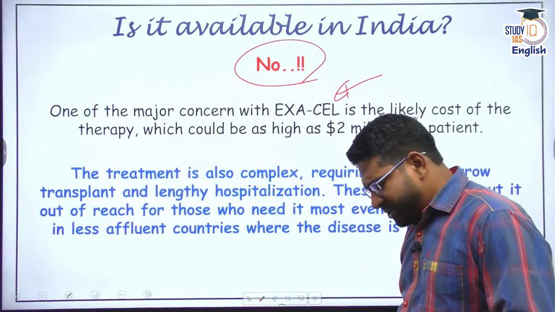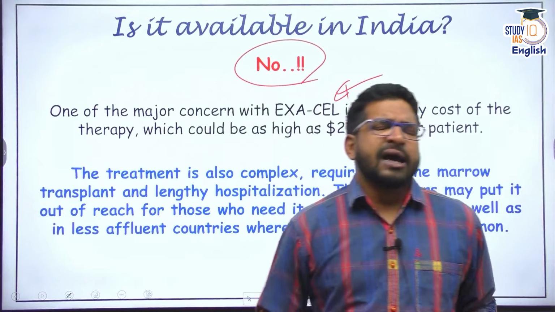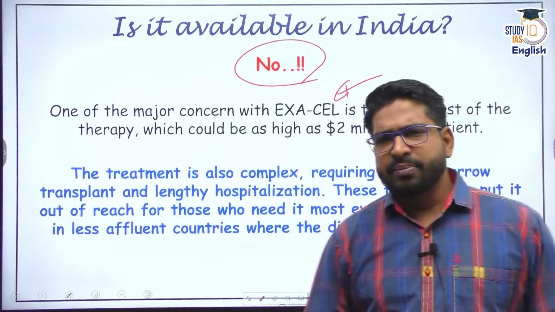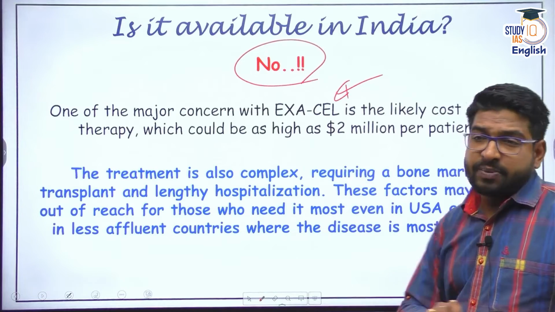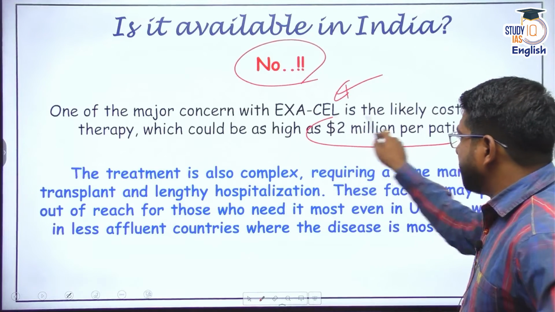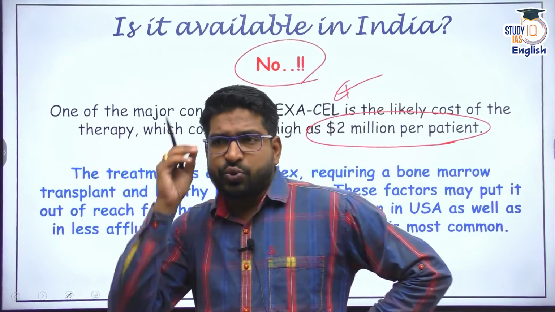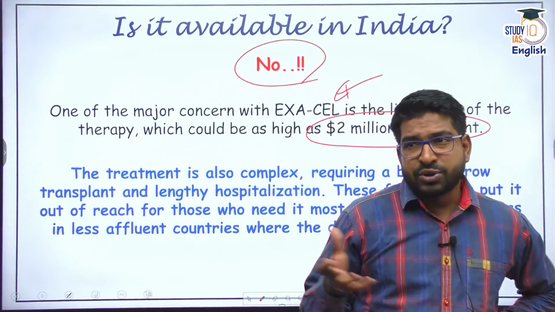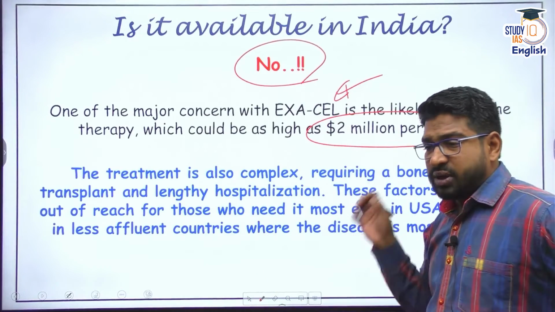There's a catch because currently the treatment cost per patient is very, very high. According to the company itself, the Exocell treatment for one particular patient would be somewhere around $2 million US dollars per patient. All right, so $2 million would be approximately, I would say, 16 crore rupees. A huge amount, right? A huge amount for treatment.